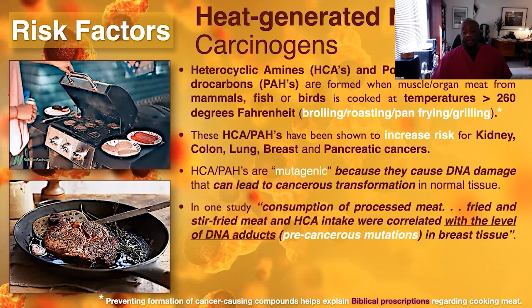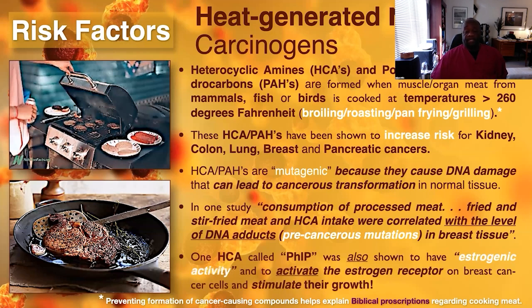In one study, consumption of processed meat, fried and stir-fried meat, and HCA intake were correlated with the level of precancerous mutations in breast tissue. And there's one particular heterocyclic amine called PHIP, which also has been shown to have estrogenic activity. In other words, it acts like estrogen, activates the estrogen receptor on breast cancer cells, and can stimulate breast cancer growth.